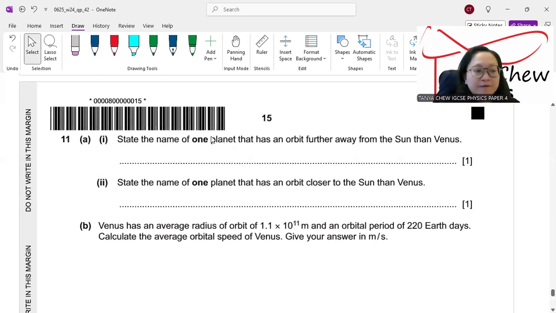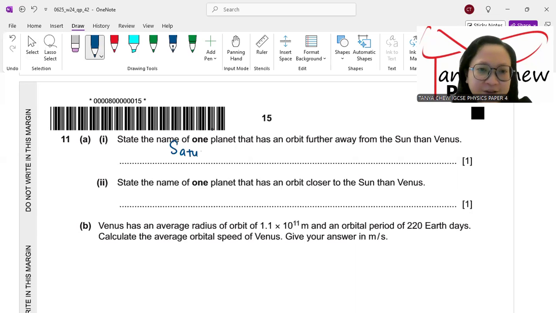Right? Number 11. This is the last question. Number 11A, part 1. State the name of one planet that has an orbit further away from the sun than the Venus. So I say, because I like Saturn, so Saturn. Neptune also can. Now, the second one, state the name of one planet that has an orbit closer to the sun than Venus. The name is Mercury.